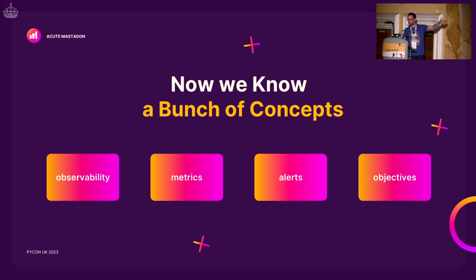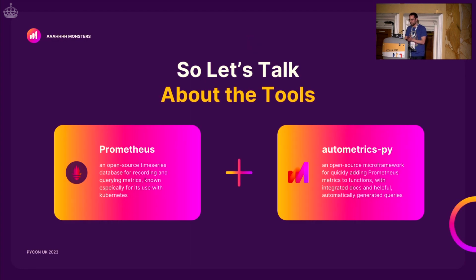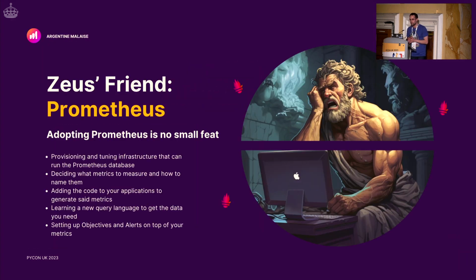We know a bit about observability, about metrics, alerts, and objectives, so let's talk about the tools. Like I said, Prometheus is effectively a database, but it also exposes querying logic for you to be able to interact with metrics. And autometrics is basically something that makes it easier to interact with Prometheus. Pictured here is Prometheus trying to set up Prometheus. If you've tried to do this on your own and you are not a DevOps or an SRE, it's kind of hard sometimes.